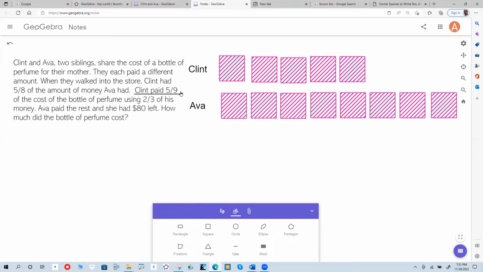Clint paid 5/9 of the cost of the bottle with 2/3 of his money. Now, Clint's money is being represented here by 5 boxes, and it's not so easy to find 2/3 of 5. So we're going to employ a trick, and here is our trick. We're going to take each box of each person and split it into 3 equal parts, as follows.